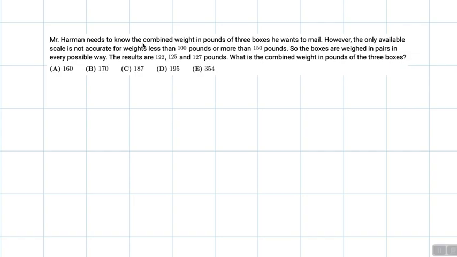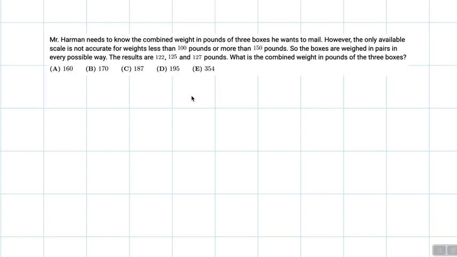Mr. Harmon needs to know the combined weight in pounds of 3 boxes he wants to mail. However, the only available scale is not accurate for weights less than 100 pounds or more than 150 pounds. So the boxes are weighed in pairs in every possible way. The results are 122, 125, and 127. What is the combined weight in pounds of the 3 boxes?